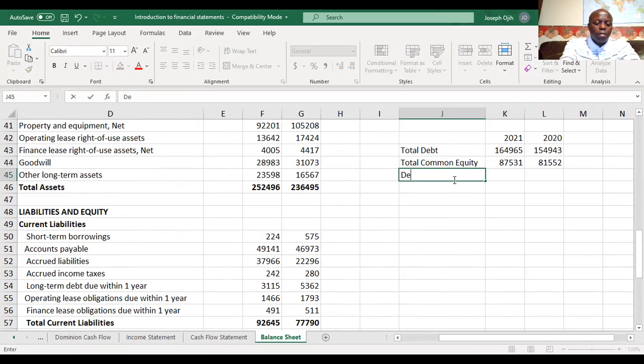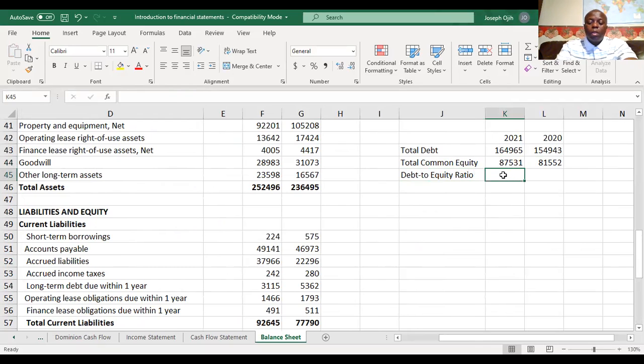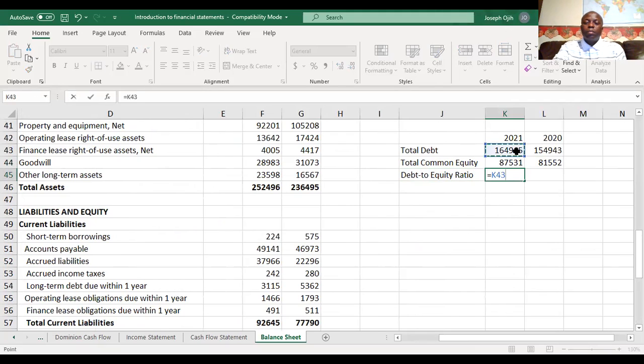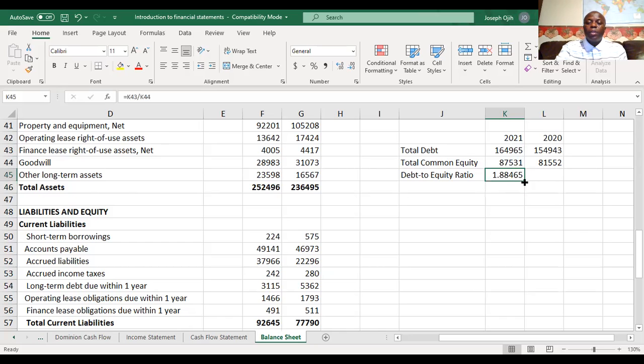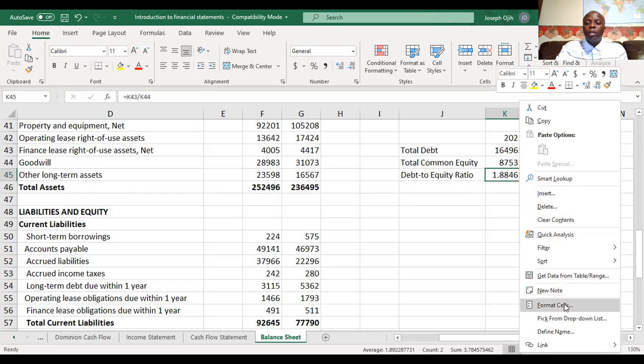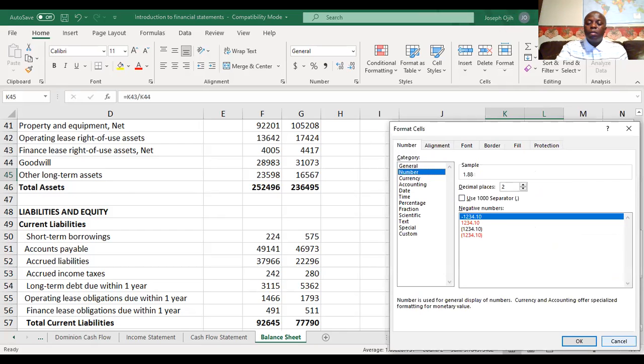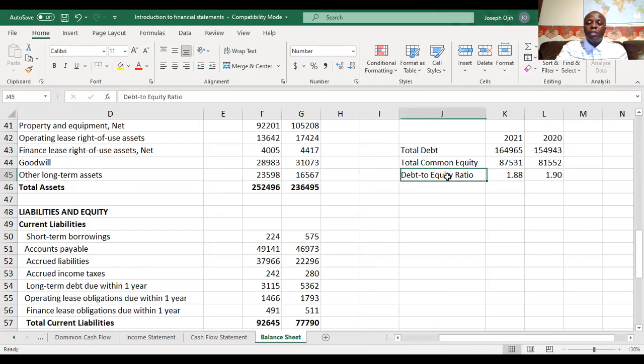So debt to equity ratio equals total debt divided by total common equity. And then you can now copy the formula to this side to get the answer we have and format it. Usually make it 2 decimal places, which is much better than all this number of decimal places. So this will give us, it went down slightly in 2021, but it was 1.90 in 2020, slightly.